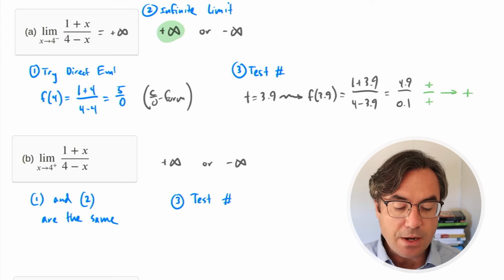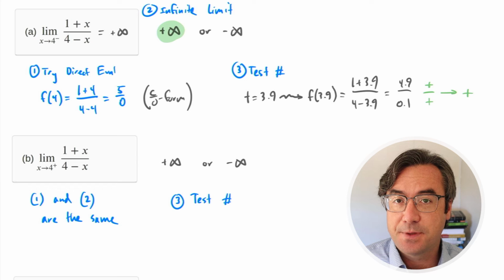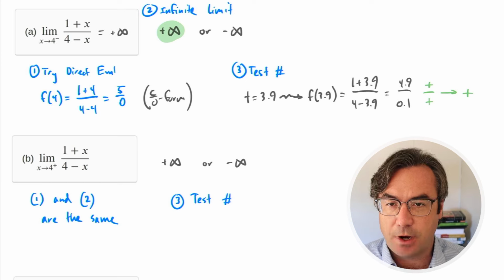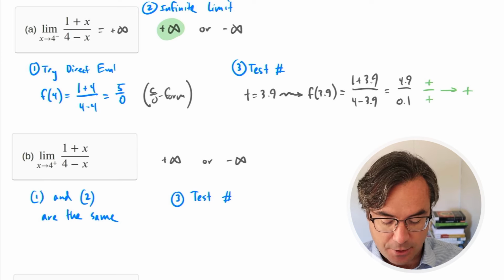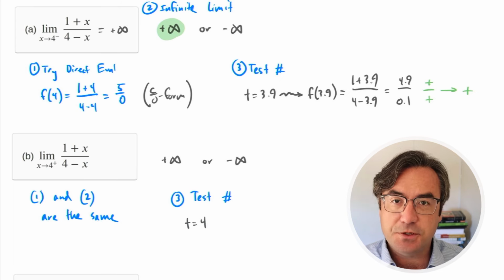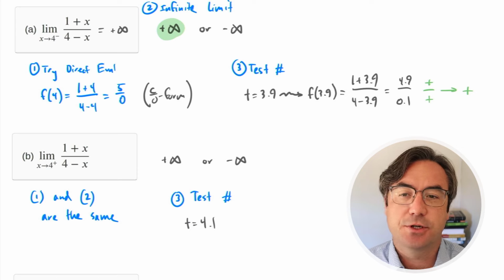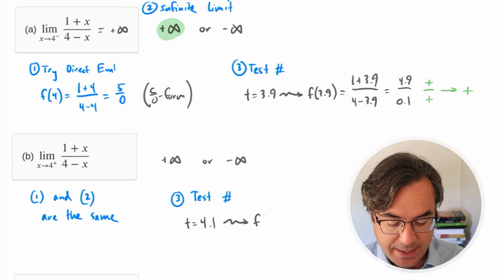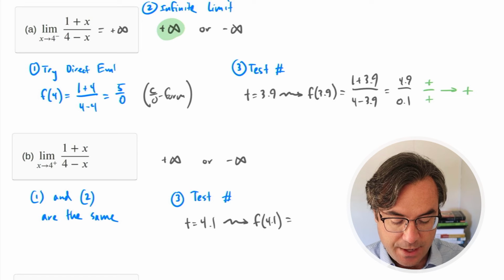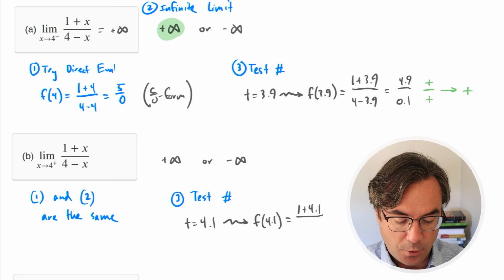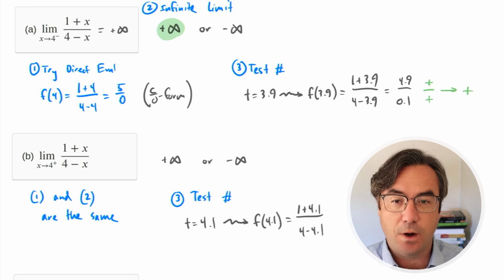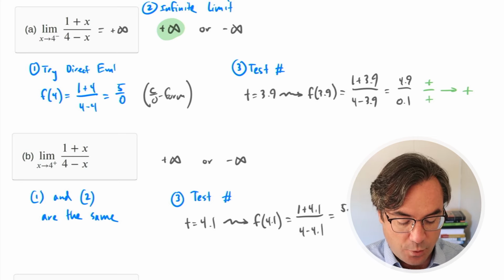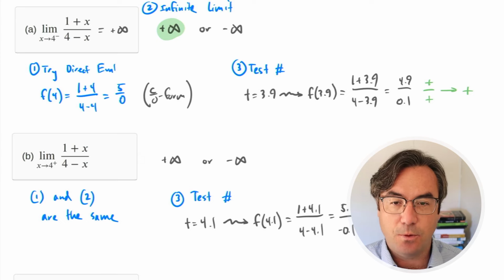So then our next step is a test number. Okay. Now we're dealing with the right-hand limit. So x is approaching 4, but we want to add on a little bit extra. So when we pick our test number, we're going to be close to 4, but let's add a little bit extra, so maybe 4.1. And then we're just going to plug that into our function and see what we get. So when we do that, we get 1 plus 4.1 over 4 minus 4.1. And if we simplify, we end up with 5.1 divided by negative 0.1.